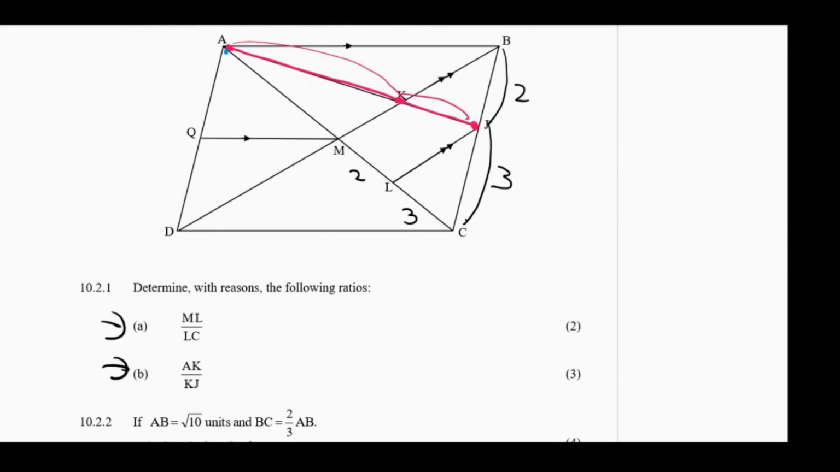So ML over LC is equal to 2 over 3. It's what we found previously. And we know that MC is actually equal to 5, right? So MC from this point of M to C is 5, right? And that 5 is actually equal to this portion here, from here to here, right? So MC is equal to AM is equal to 5.